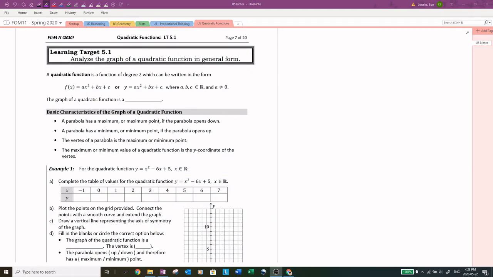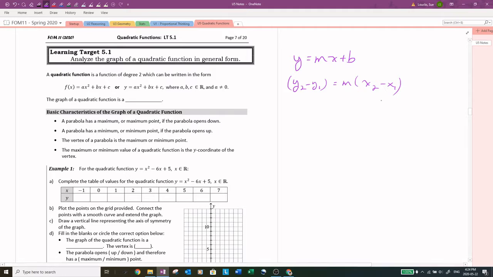Hi everyone, here we go with quadratic functions and analyzing the graph of a quadratic function in general form. So remember last year when you were in Foundations of Math 10, there was the slope-intercept form, y = mx + b, and there was y2 - y1 = m(x2 - x1). That was another form of the line, the point-slope form.